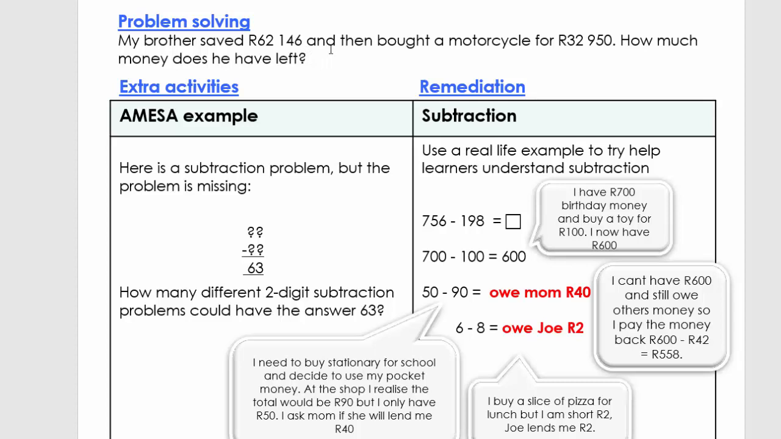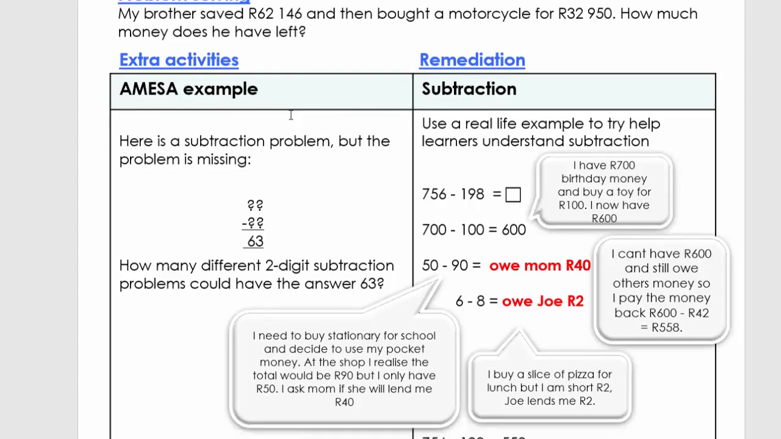Remember the techniques that we're doing is we identify the numbers that we're going to do. How much money does he have left? We can see the keyword in here is subtracting. Who are my characters? My brother saved. And what is the object? It's a motorcycle. So we can use brother and motorcycle to make a drawing of this to solve it. So various techniques, and later lessons are going to explain these techniques to you.